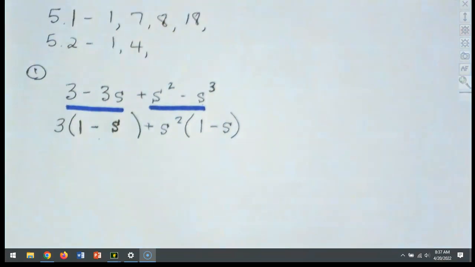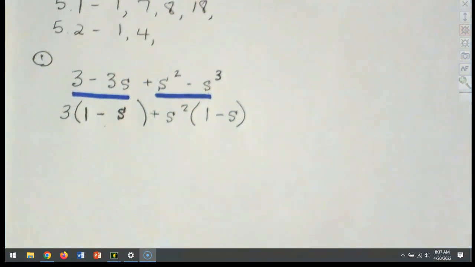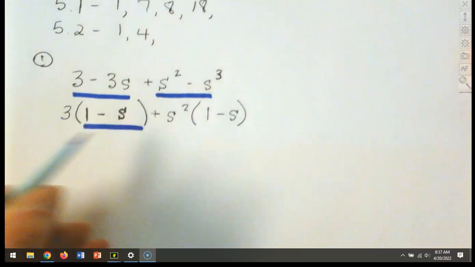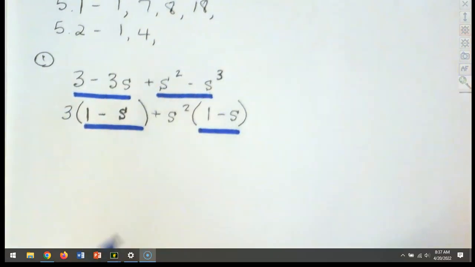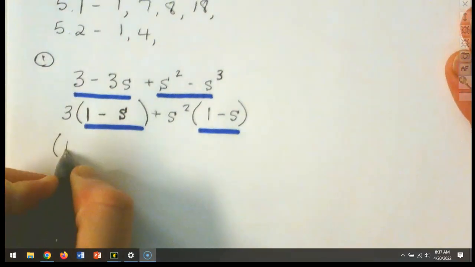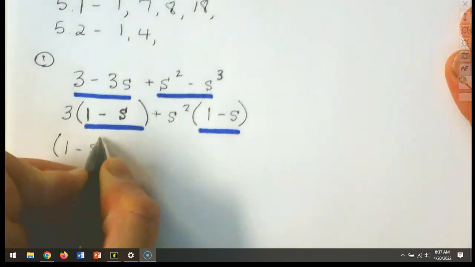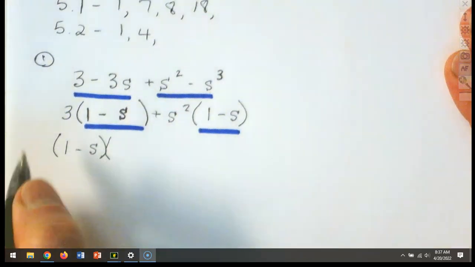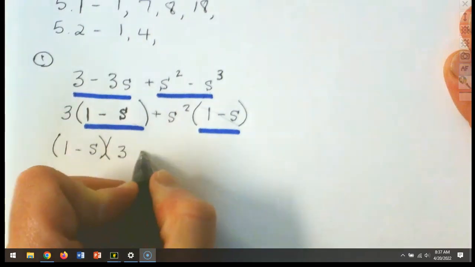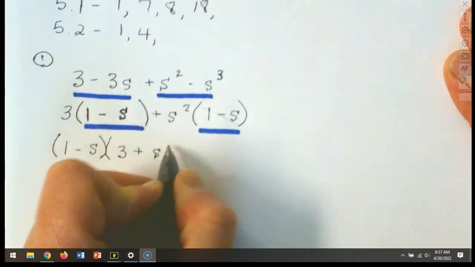And then what do we have in common now? Well, these have the same parentheses, don't they? They have to be the same. If these are not the same, then you automatically know that you made a mistake. So we'll go ahead and factor that out, and that's going to leave you with a 1 minus s. And then that leaves you with, these are gone, a 3 plus s squared.